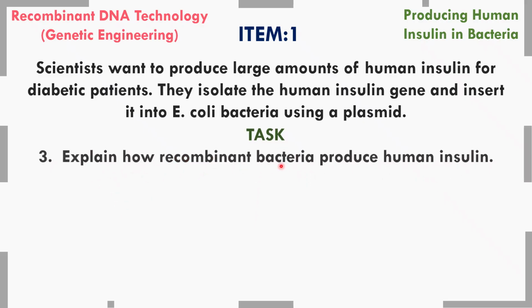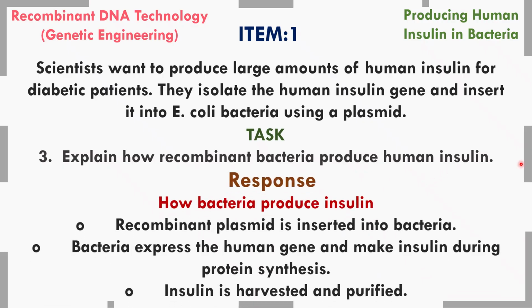Explain how recombinant bacteria produce human insulin. How do the bacteria produce insulin? The recombinant plasmid is inserted into bacteria. The bacteria express the human gene and make insulin during protein synthesis. Insulin is harvested and purified.